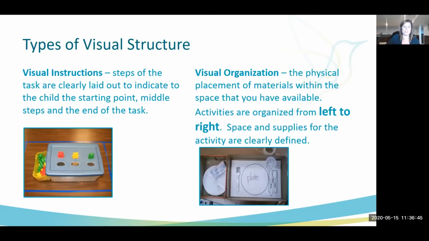Types of visual structure are visual instructions, which are the steps of the task that are clearly laid out to indicate the starting point, the middle, and the end. Visual organization is the physical placement of materials within the space that you have provided or created, and activities are organized from left to right or top to bottom. Space and supplies for the activity are clearly laid out and defined. In both of these examples, you can visually see what the expectation is for the task without any verbal explanation.